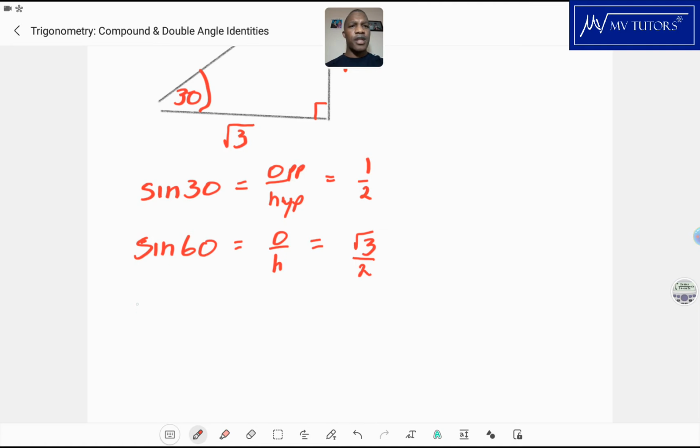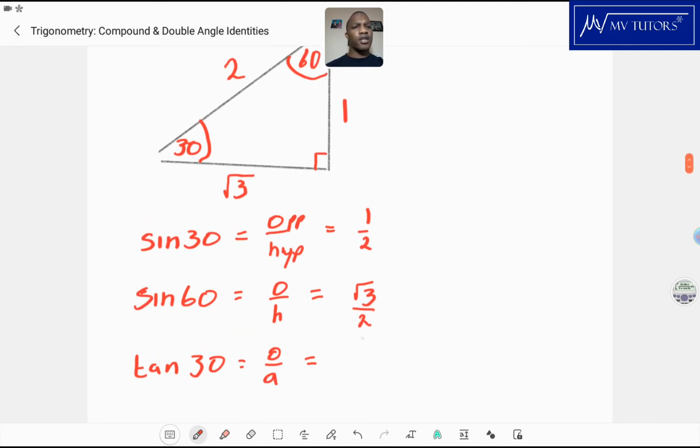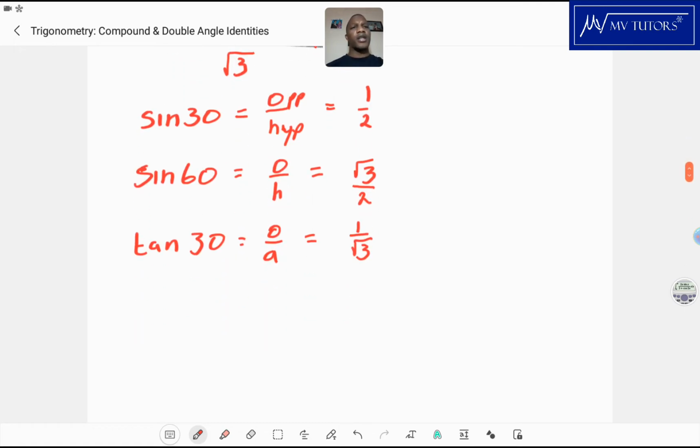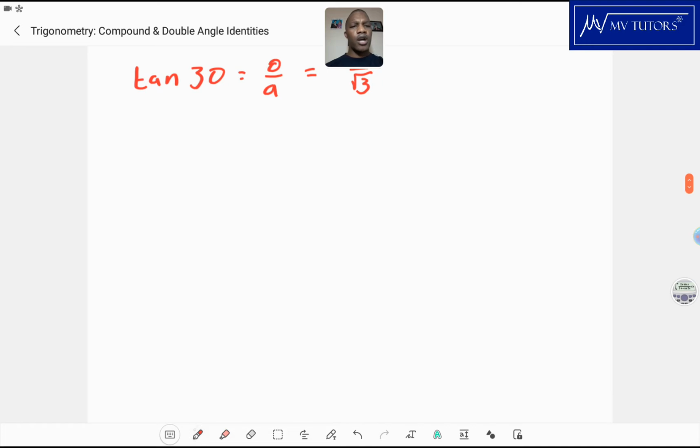So if we say then, let's use tan of 30. Okay, tan is taller, so it's opposite over adjacent. Okay, and the opposite of 30 is 1, and then the adjacent of 30 is a square root of 3. Okay, now this is not the only special triangle that we have. We also have a 45-degree one. Let's just look at that one real quick.